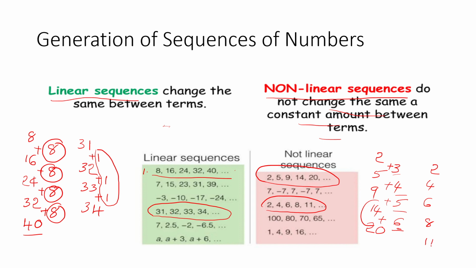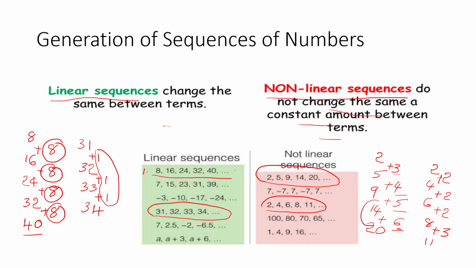Okay, so here along with 2, when I add 2, I will get 4. Along with 4, when I add 2, I will get 6. Along with 6, when I add 2, I will get 8. Along with 8, when I add 3, I will get 11. Or when I add 2 along with this 8, I will get only 10.